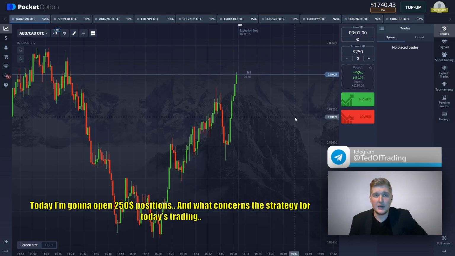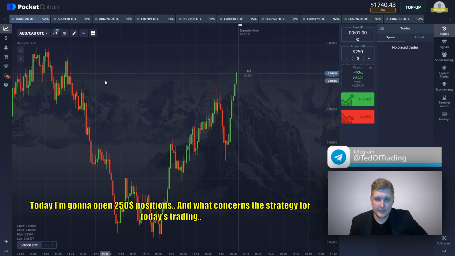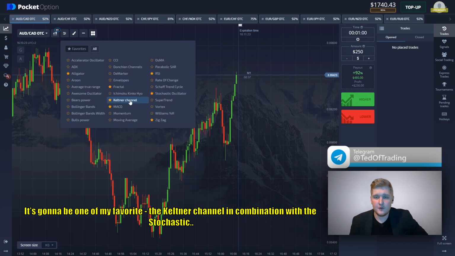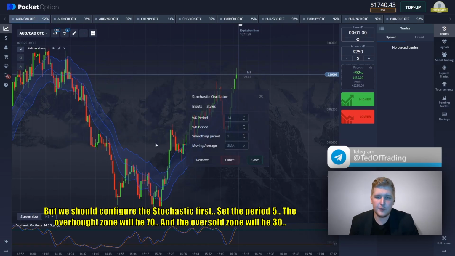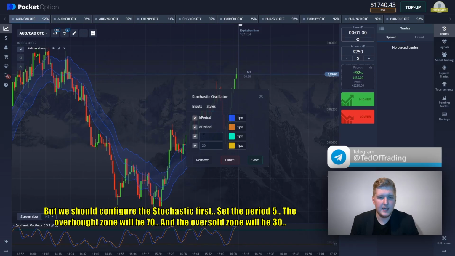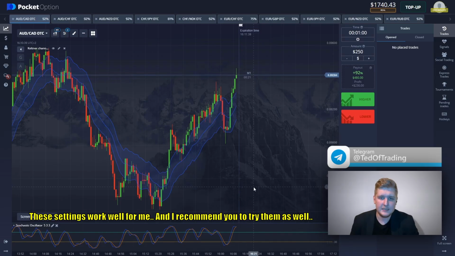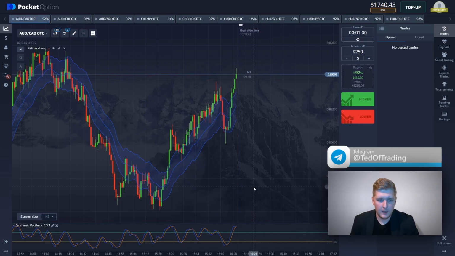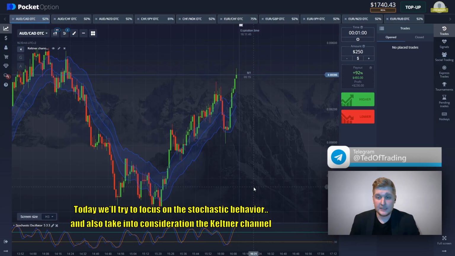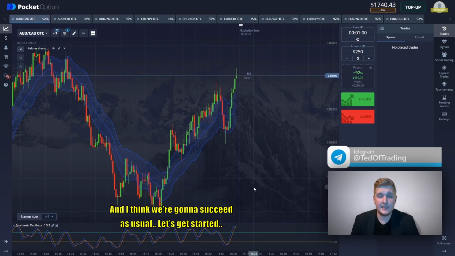Today I'm gonna open 250 positions, and as for the strategy for today's trading, it's gonna be one of my favorites, the Keltner channel in combination with Stochastic, but we should configure the Stochastic first. Set the period 5, the overbought zone will be 70 and the oversold zone will be 13. These settings work well for me and I recommend you to try them as well. Today we'll try to focus on the stochastic behavior and also take into consideration the Keltner channel. And I think we are gonna succeed as usual.